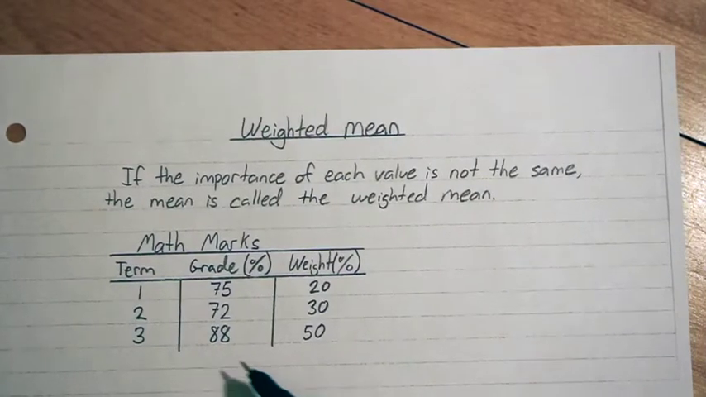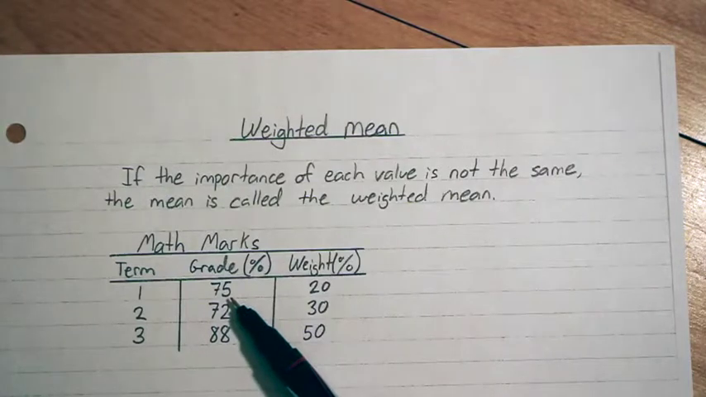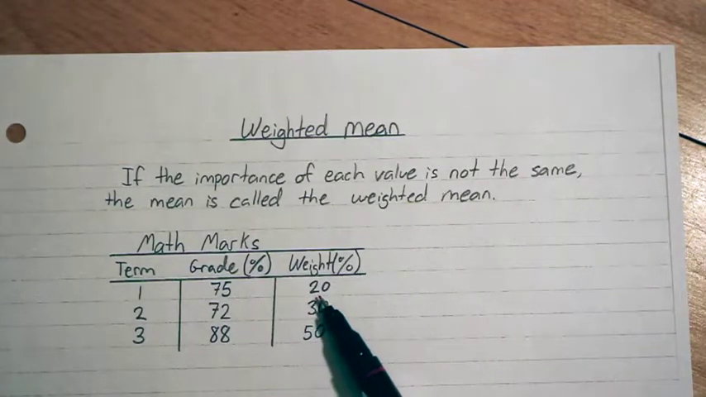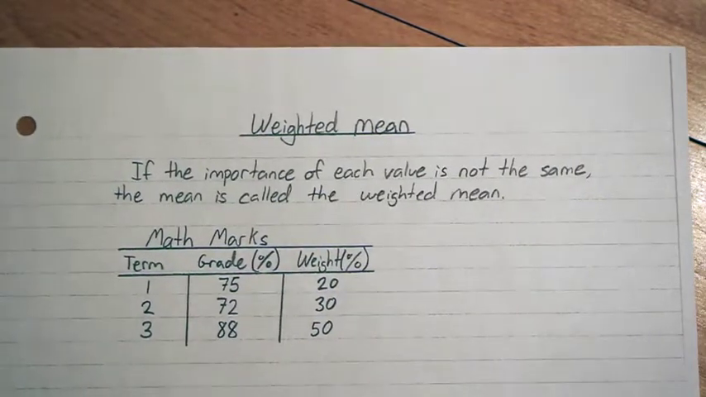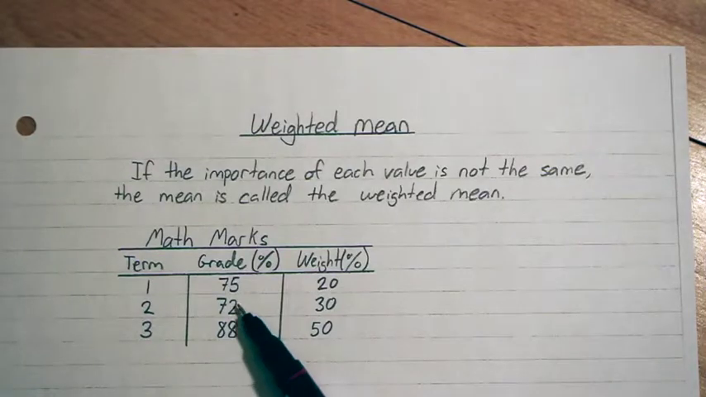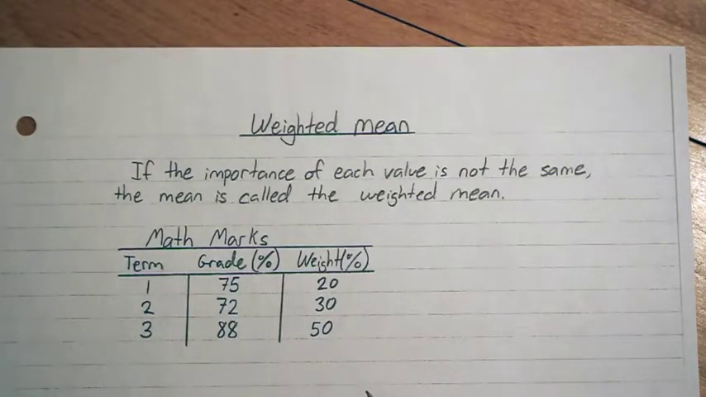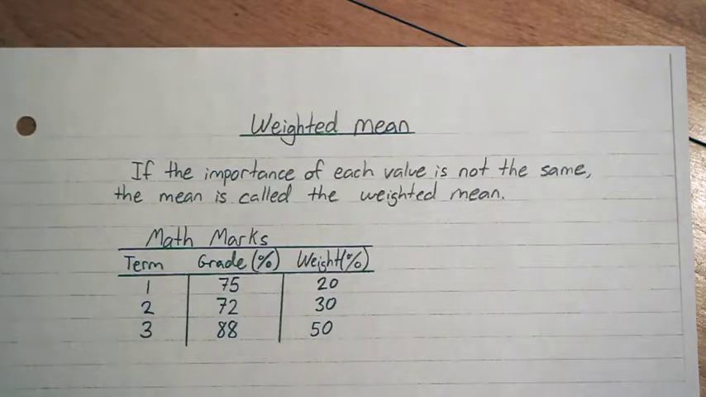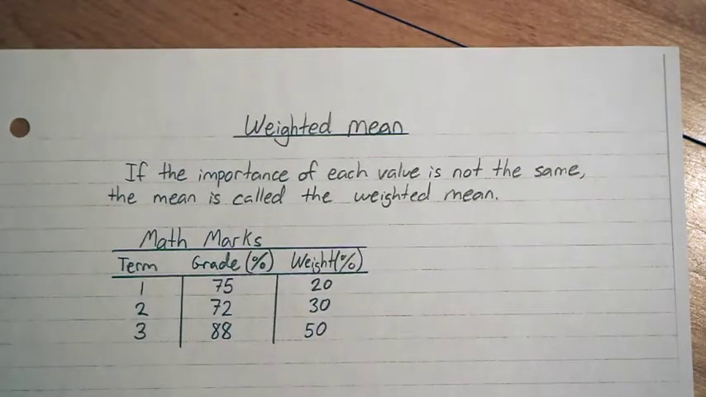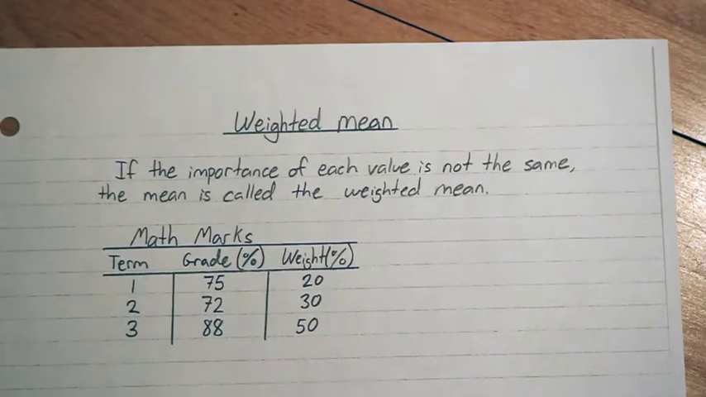So here is a sample student grade for 3 terms. You can see in term 1, the student got a grade of 75%, but term 1 is only worth 20% of the overall grade for the course. In term 2, the student got a 72, but that's only worth 30% of the overall grade for the course. And then term 3, 88 is the mark. It's worth 50% of the term. So, how do we calculate the final mark?